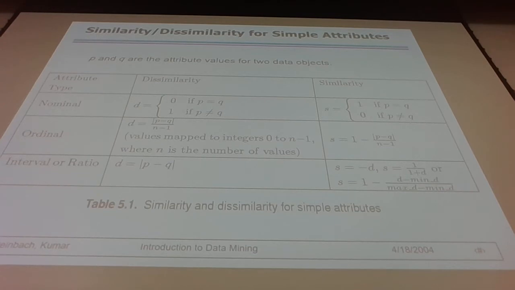Now often for other types of attributes you cannot just switch it. So for example, for Ordinal, the dissimilarity metric is P minus Q divided by n minus 1. That's almost like an averaging value, average distance. And similarity is 1 minus that value. Right? Similarly, for interval or ratio, the dissimilarity metric can be mod P minus Q, and similarity can be many other things like minus D or 1 by 1 plus D, and so on. Many different dissimilarity metrics are possible.